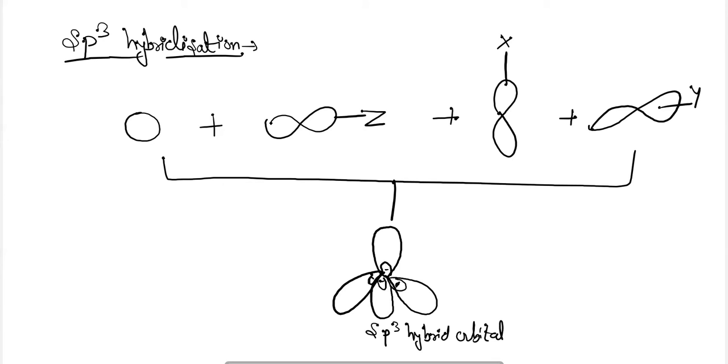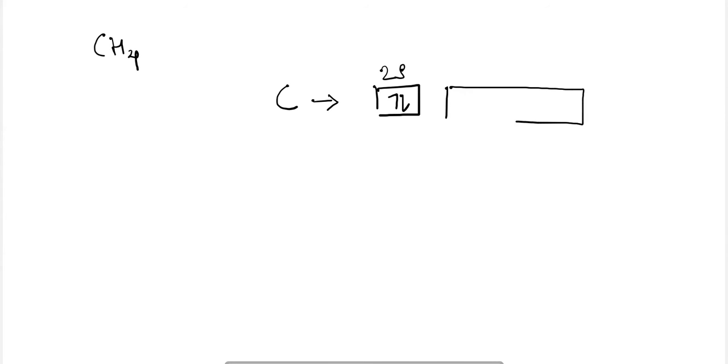So taking an example to understand sp3 orbital, we are taking the example of CH4. Here the carbon's valence electronic configuration is 2s2 2p2. So px, py, and pz. Sorry, not 2p4 here, it is 2p2, that is like this.